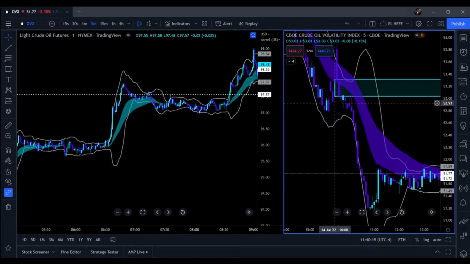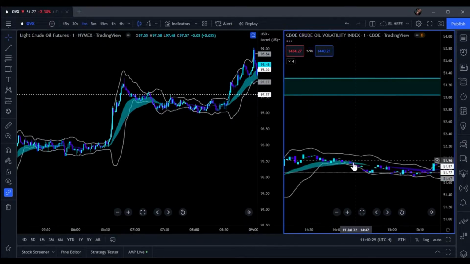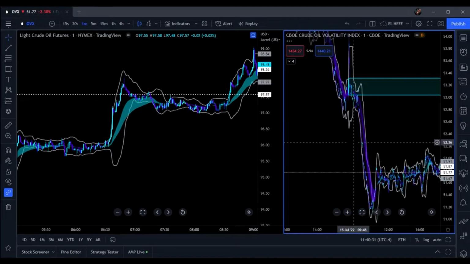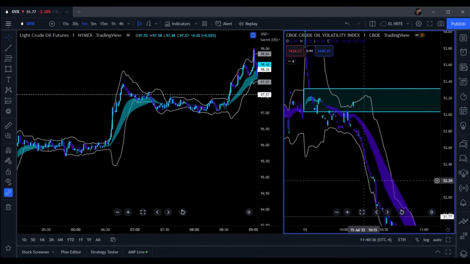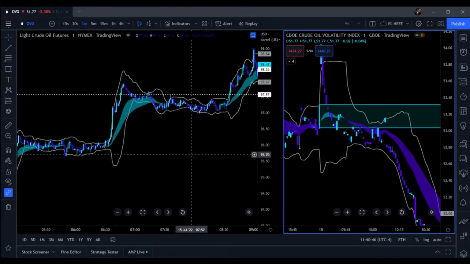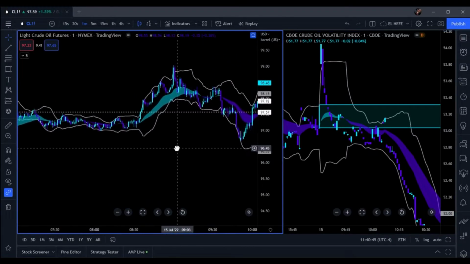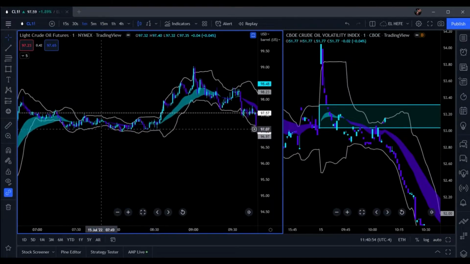So let's see. It broke down below. That's a 5-minute chart. Okay, so it broke down below. You had a small opportunity right here at 950, 952, 950, 952, 950.